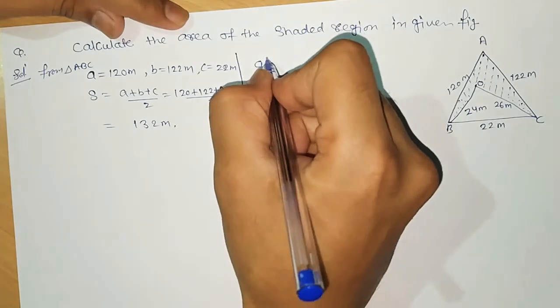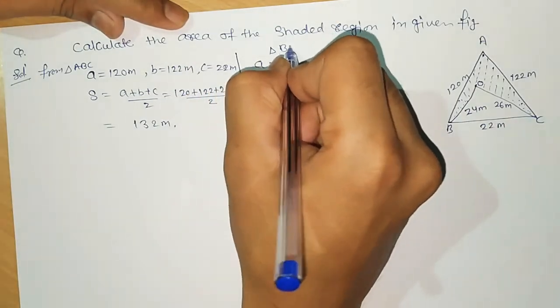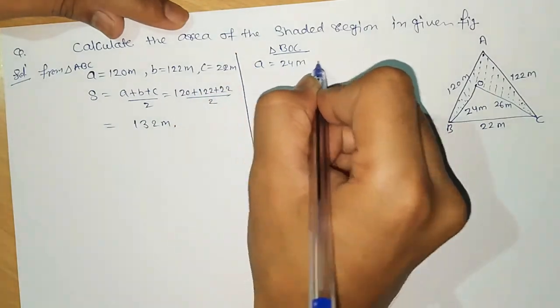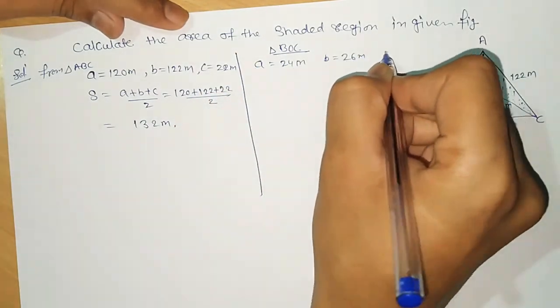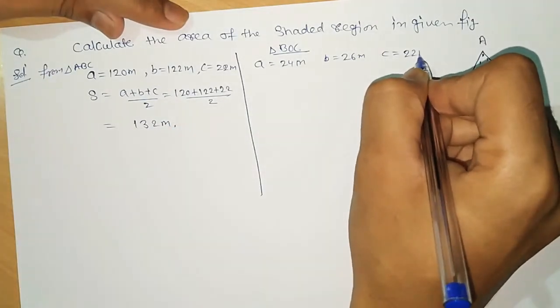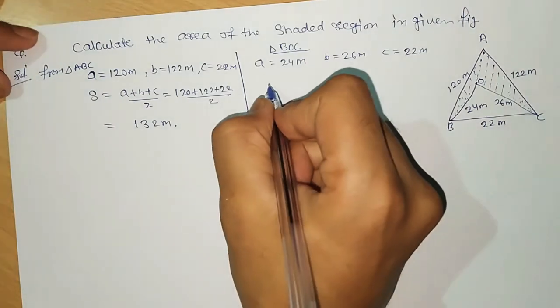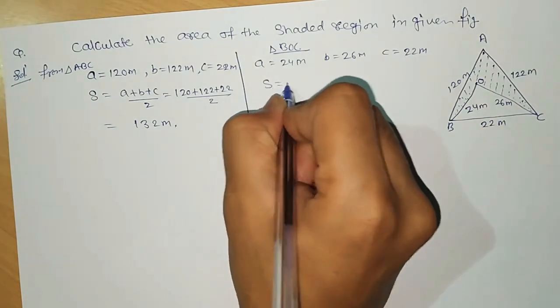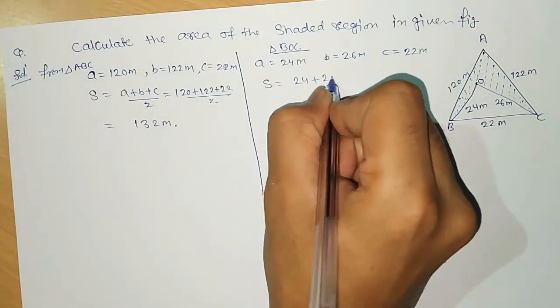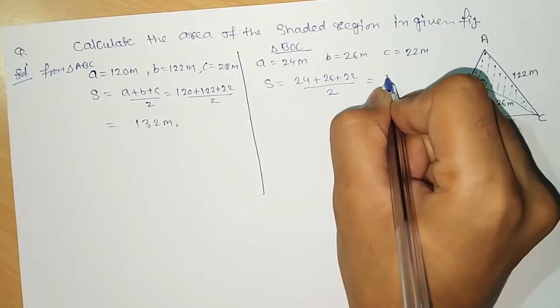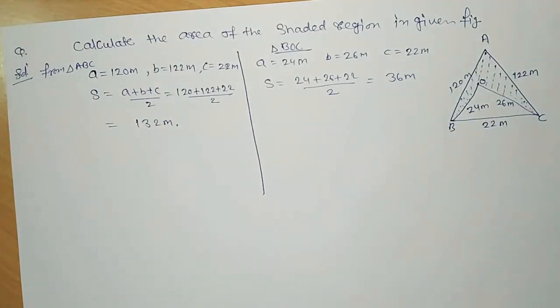Now triangle BOC: a equal to 24 meter, b equal to 26 meter and c equal to 22 meter. This is the common side because this is the base of triangle ABC and triangle BOC. Now s equal to 24 plus 26 plus 22 by 2 equals 36 meter. Now use Heron's formula.